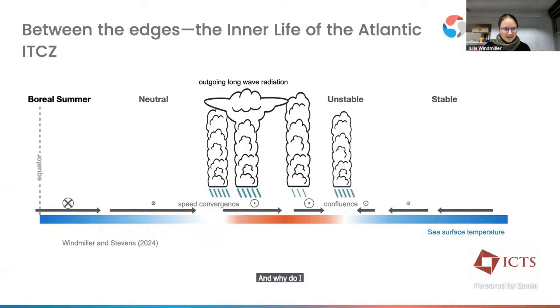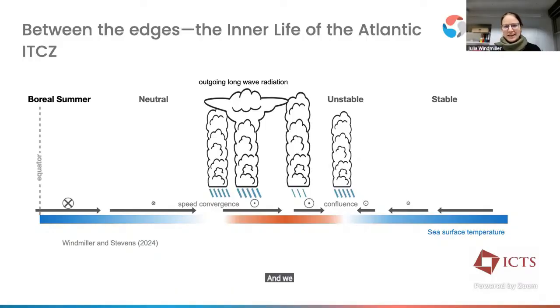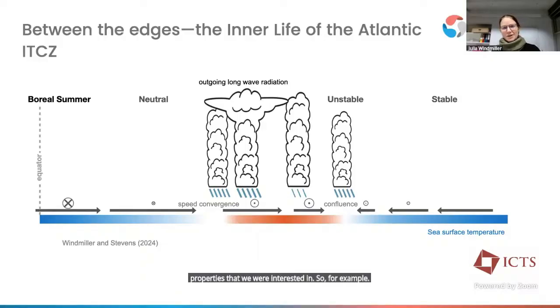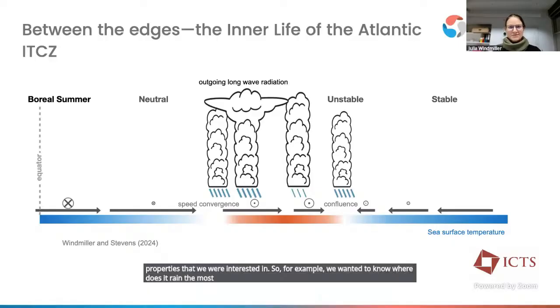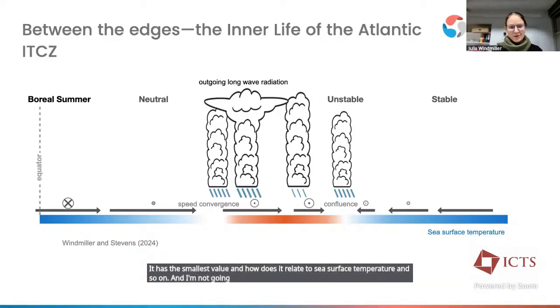And why do I think this is interesting? Well, because suddenly a line turns into two lines, and that means there's something that happens between these two lines. We called this the inner life of the Atlantic ITZ, and we then repeated this compositing we did for the meridional wind speed for a number of different properties that we were interested in. So for example, we wanted to know where it rains the most, where the OLR has the smallest value, and how it relates to sea surface temperature and so on. I'm not going to go through this schematic because that would take way too much time.